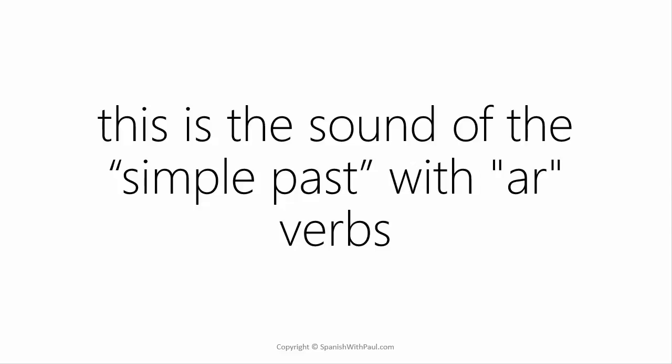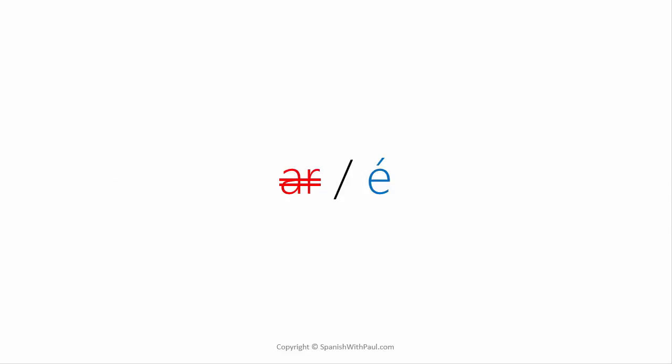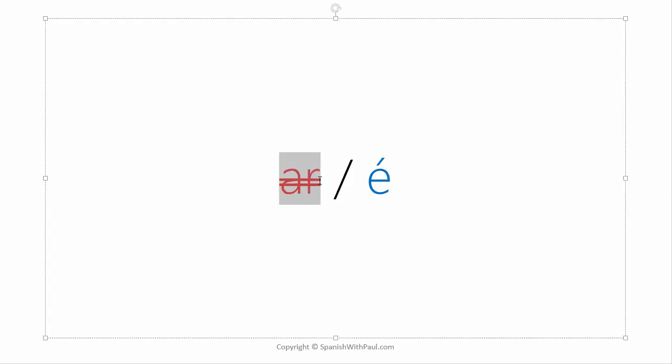The rule for the simple past for I with AR verbs, so I found, I ate, I walked, I talked, all of that, is where you take the AR ending and you simply replace it with an E with an accent over the top.